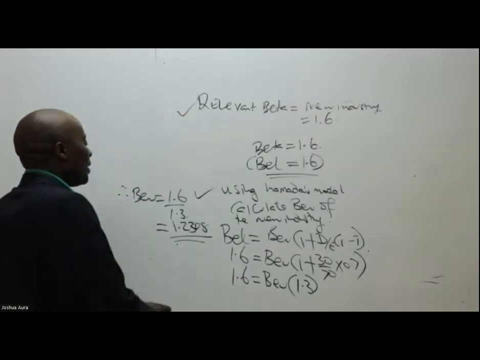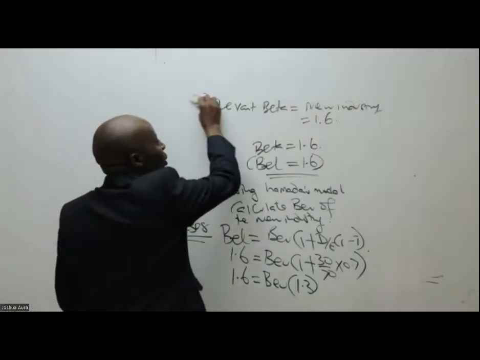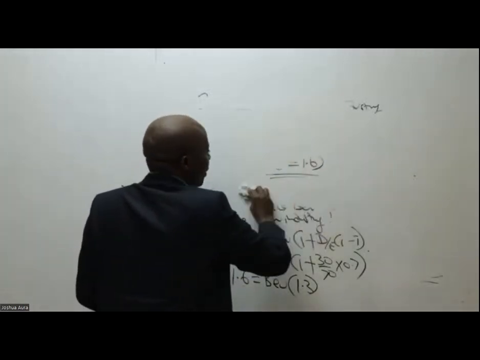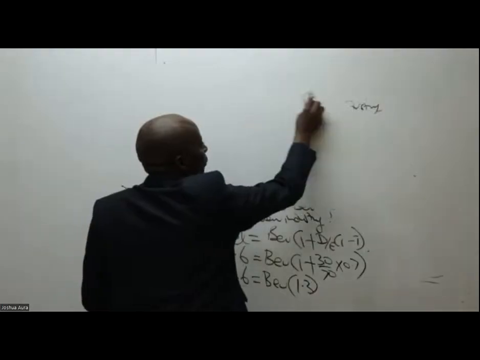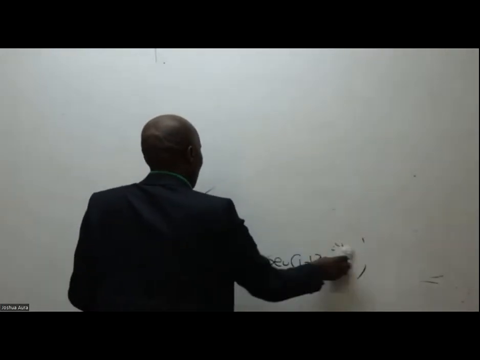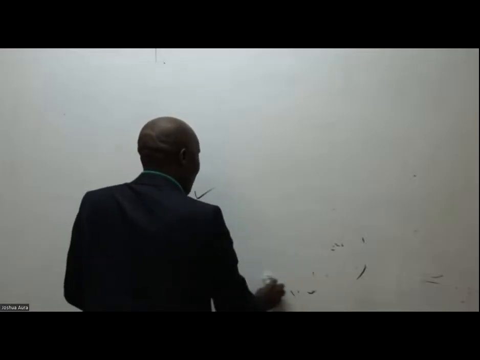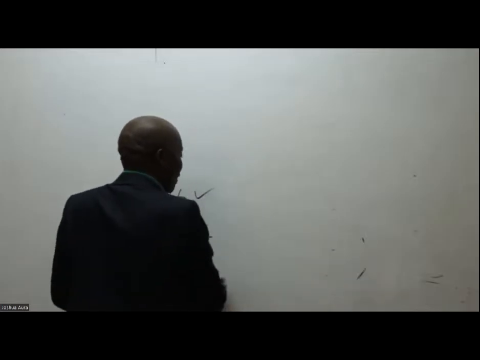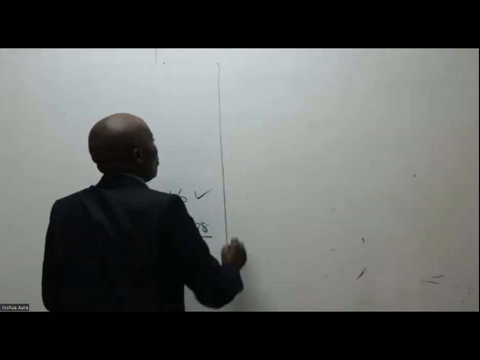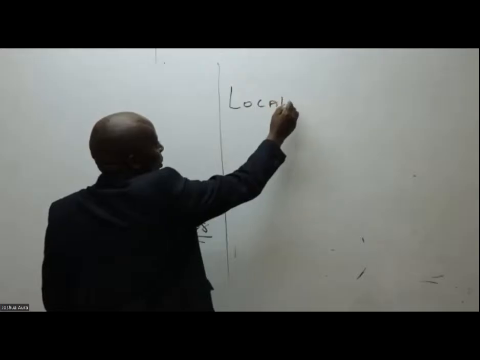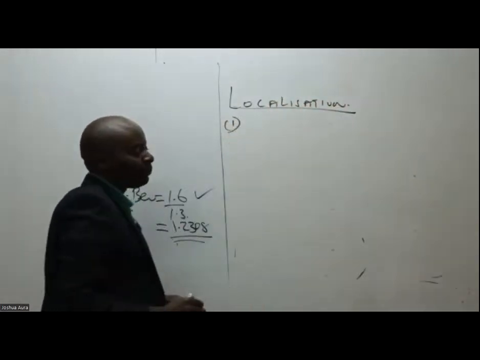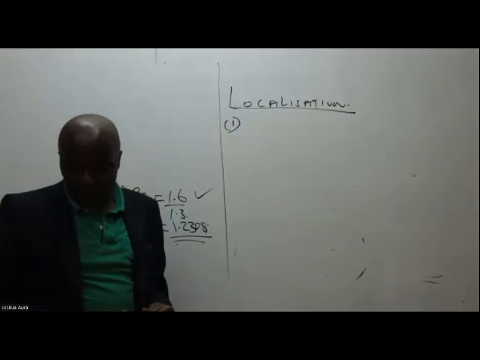So after getting this BEU, now I can apply this BEU of the relevant new industry to the various scenarios given. Now this becomes very easy for me. What I'm doing now here is the localization, and we start with number 1.